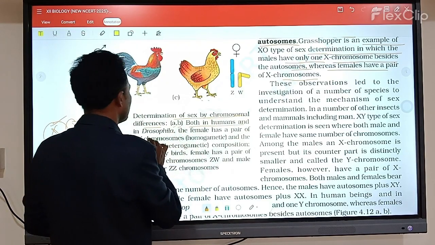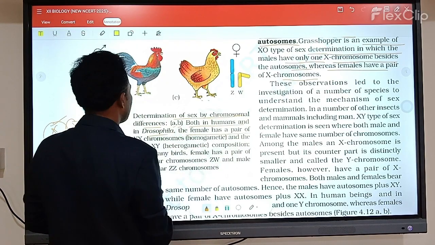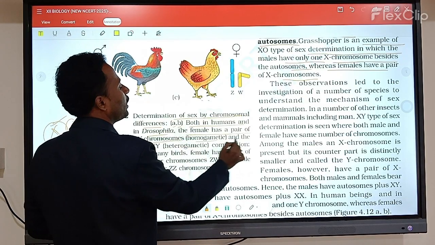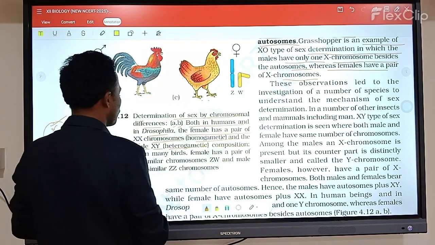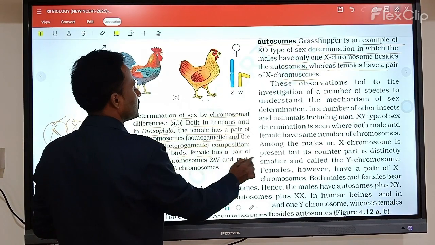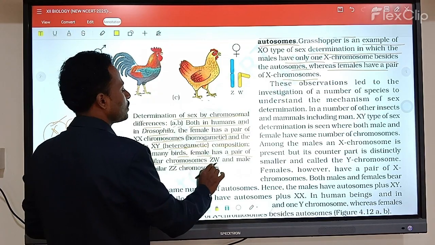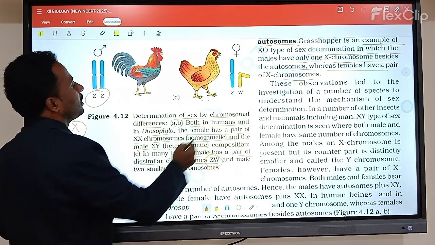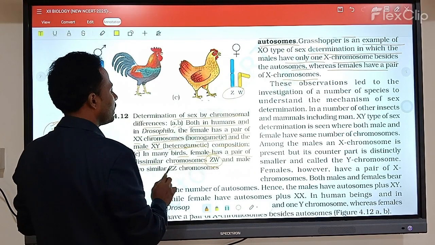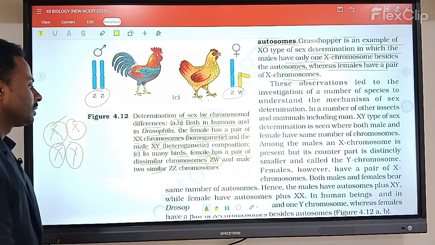In both humans and Drosophila, the females have a pair of XX chromosomes, the homogametic form, and the male is XY, the heterozygous composition. In many birds, females have a pair of dissimilar chromosomes, while males show completely ZZ, and females show ZW, which is the completely female character.